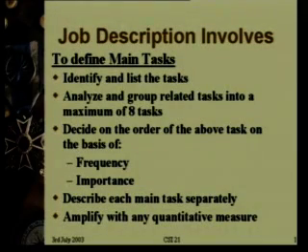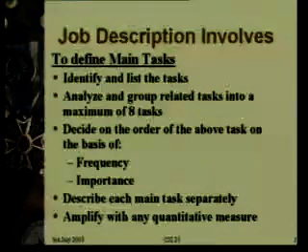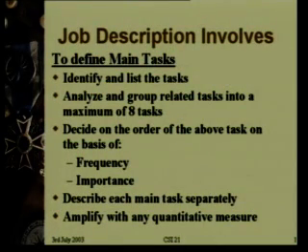The next thing which we need to do in the job description is to identify the main tasks. Now, if we look into the list, what we have: identify and list the tasks. So first, identify what task a person has to perform. Analyze and group related tasks into a maximum of 8 tasks. Decide on the order of the above tasks on the basis of frequency, importance, or any other criteria. Describe each main task separately. Amplify with any quantitative measure.